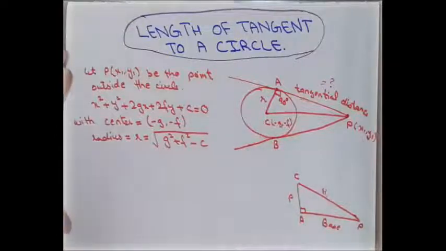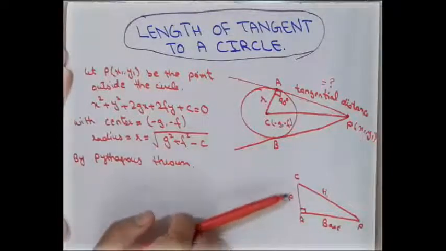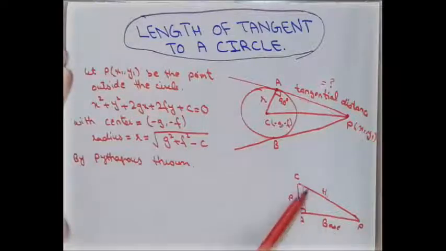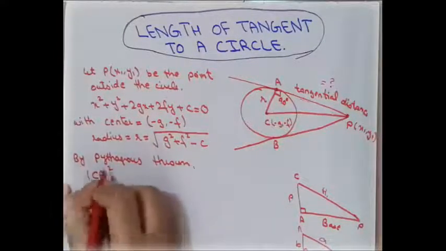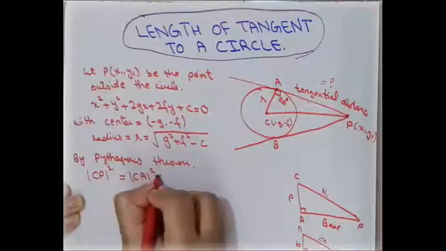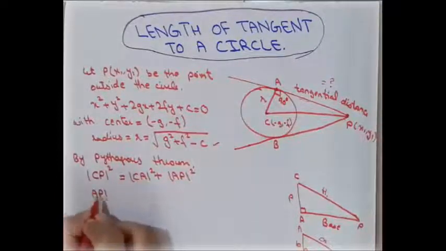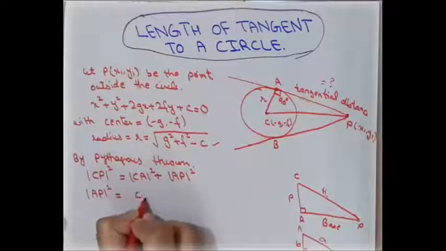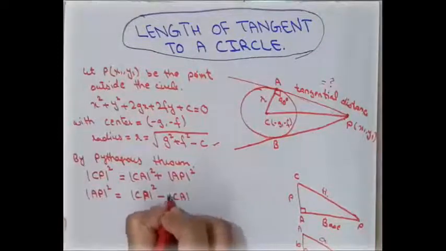So we use the Pythagoras theorem, which says that the length of the base squared plus the length of the perpendicular squared is equal to the length of the hypotenuse squared, right? As CP distance squared, the hypotenuse squared, is equal to CA squared plus AP squared. So AP squared is equal to CP squared, and if we take this term to the other side, it will be minus CA squared.